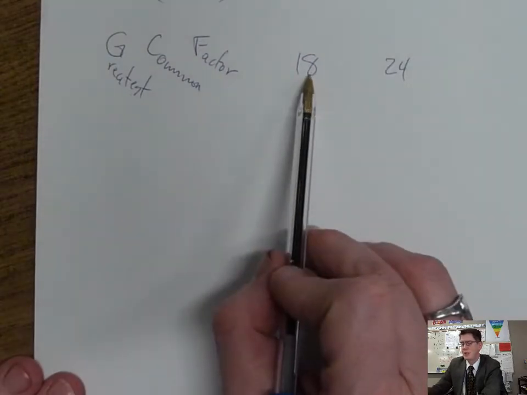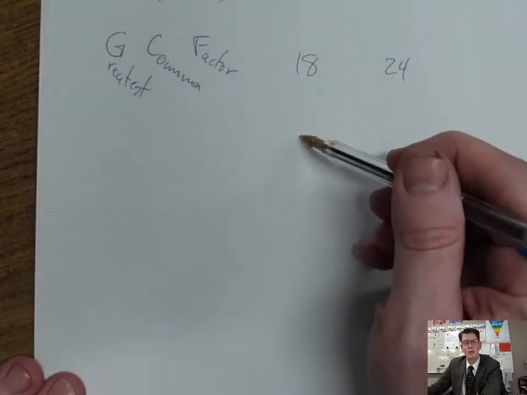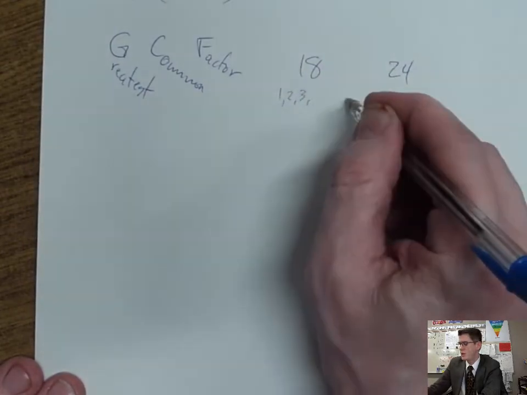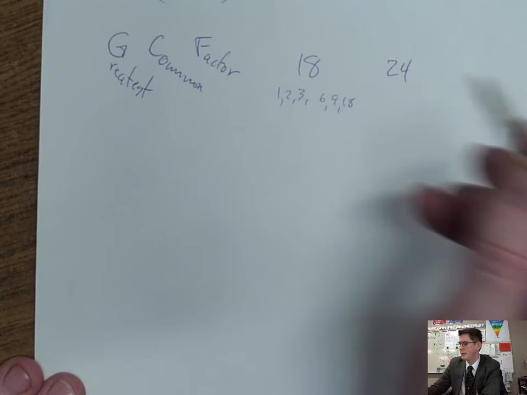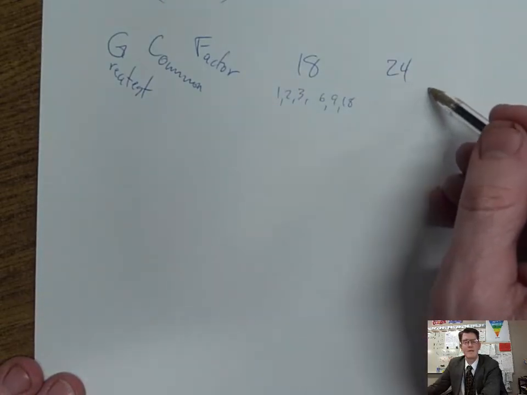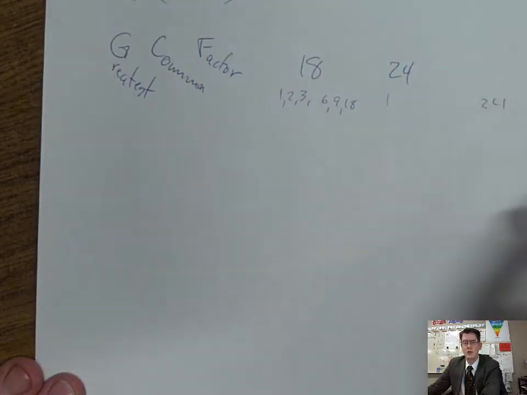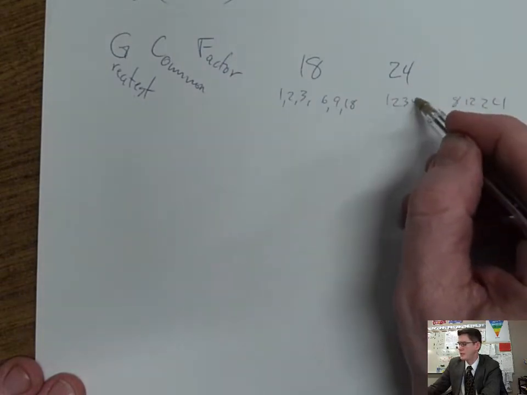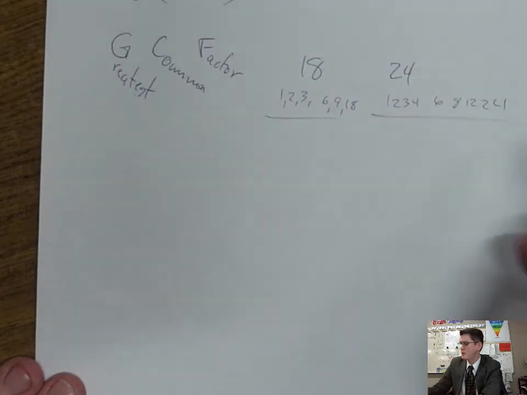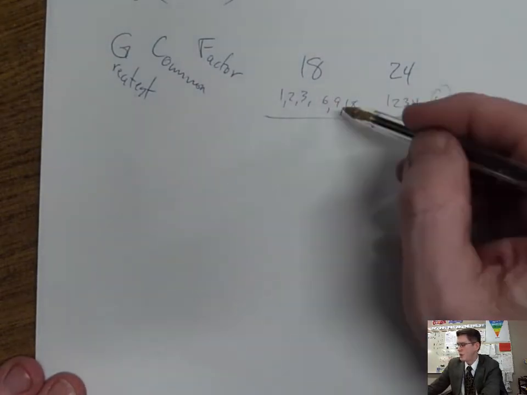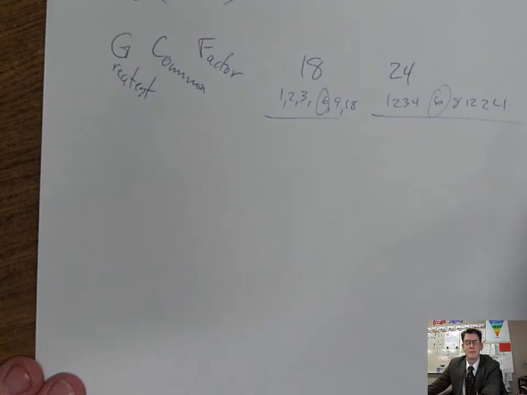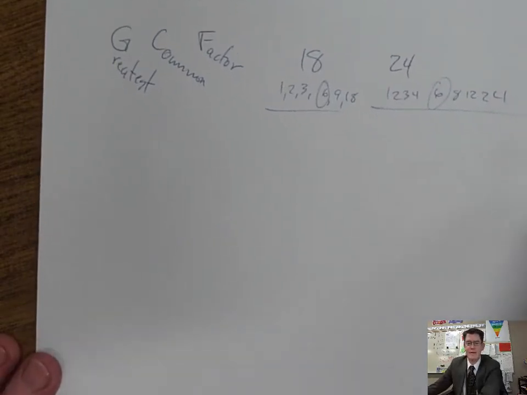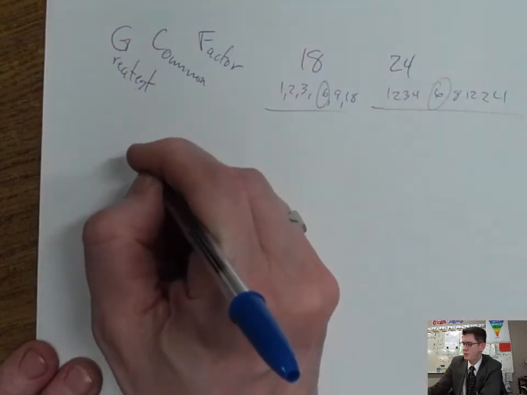Well, you know it's going to be something that goes into the smallest number, and then we just start listing the factors. I showed you how to list the factors of 18: 1 and 18, 2 and 9, 3 and 6, and then we're done. And then you can list the factors of 24: 1 and 24, 2 and 12, 3 and 8, 4 and 6, and we're done. And what's the biggest number in both of those lists? 6.